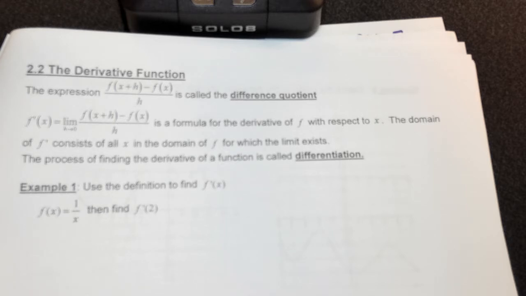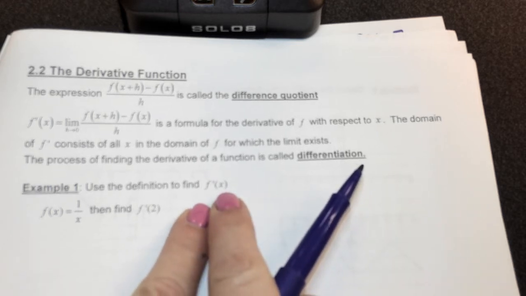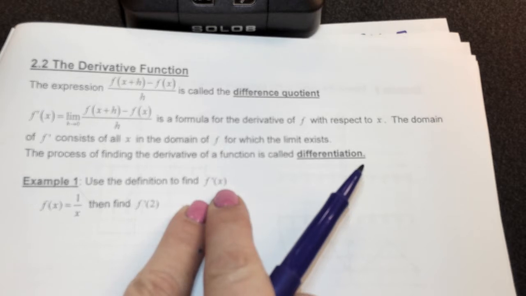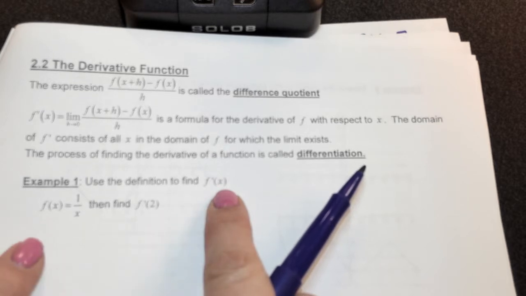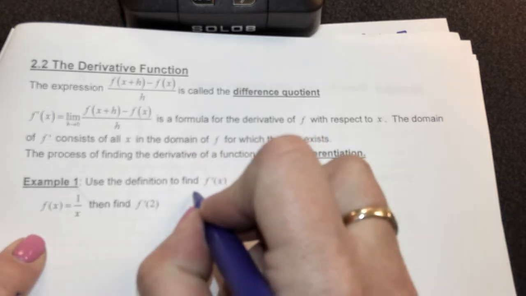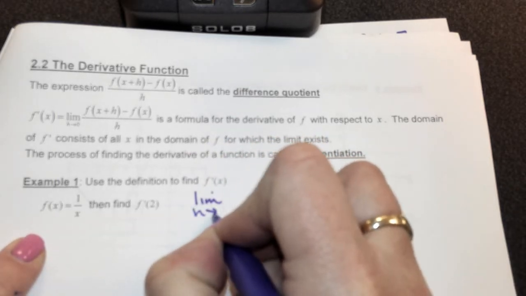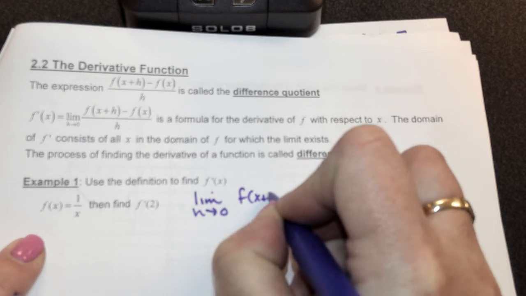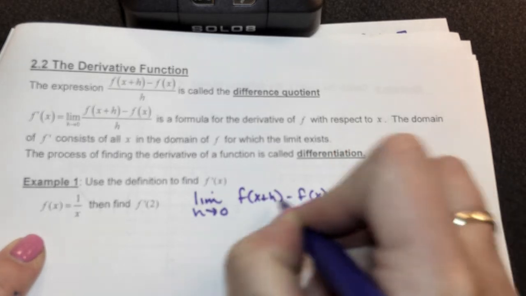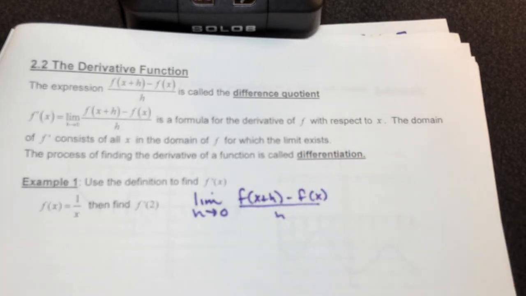You actually did that last night for homework. So, for example, use the definition to find f prime of x. You're looking at the definition of the derivative. Here's my f of x. I'm going to be using my formula, the limit as h approaches 0 of f of x plus h minus f of x all over h. In the directions, they want you to find f prime, and then we're going to use that to find f prime of 2.